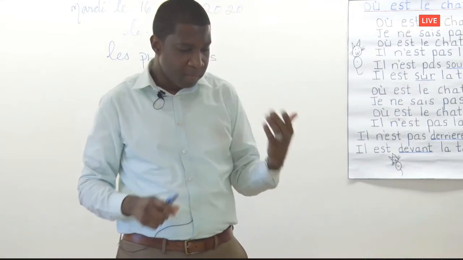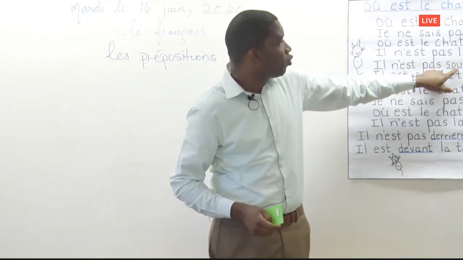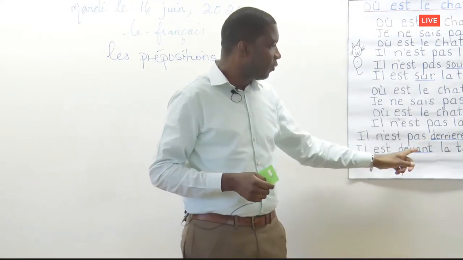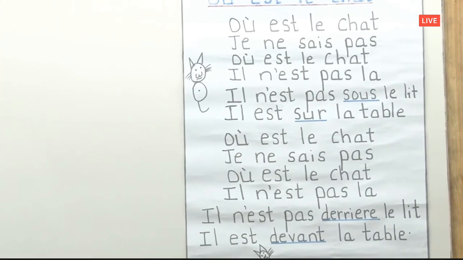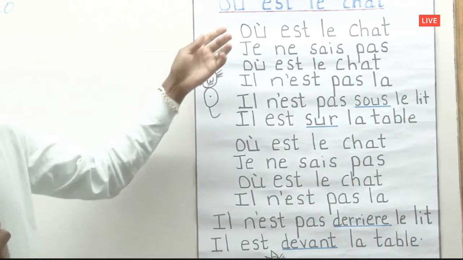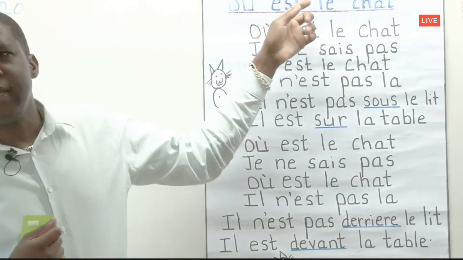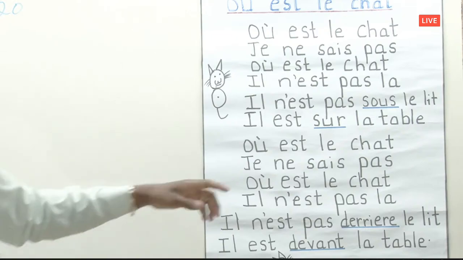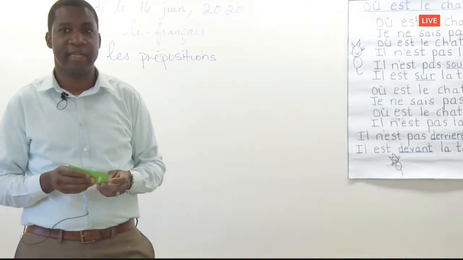To begin our lesson today, pour commencer, we are going to learn the preposition words. So we have sous here, as we can see. We have sur. We have derrière. And we have devant. Now, let's go back to our song title. The title says, Où est le chat? Can anybody tell me what that means? Where is the cat? So this gives you an idea as to what prepositions are: sous, sur, derrière, devant. These are the prepositions we are going to take a look at today.